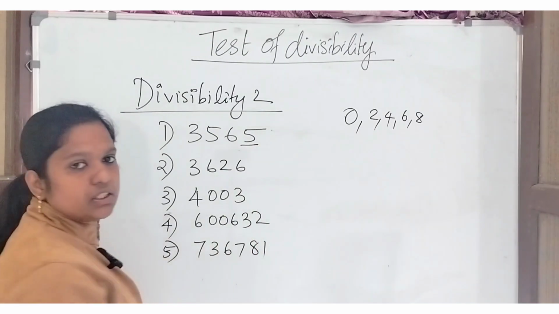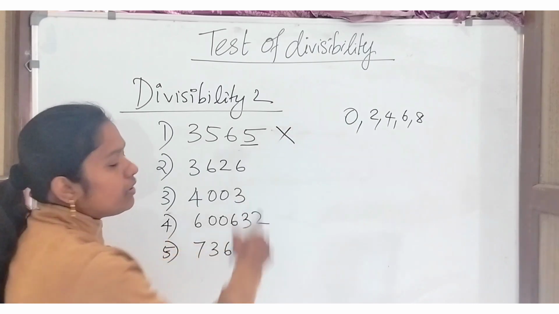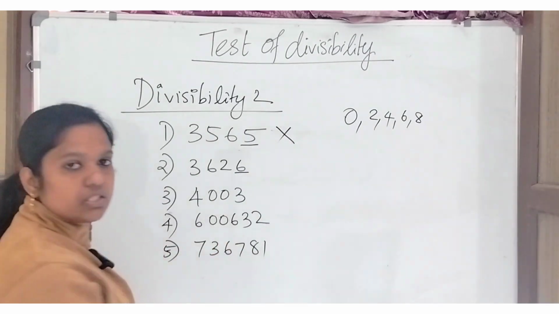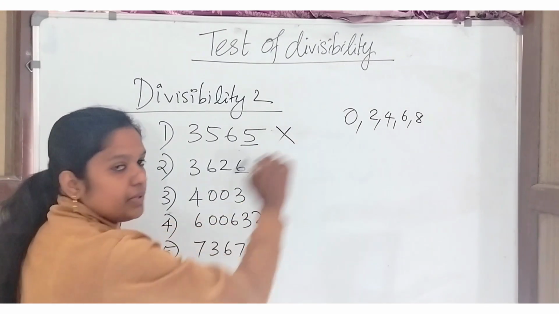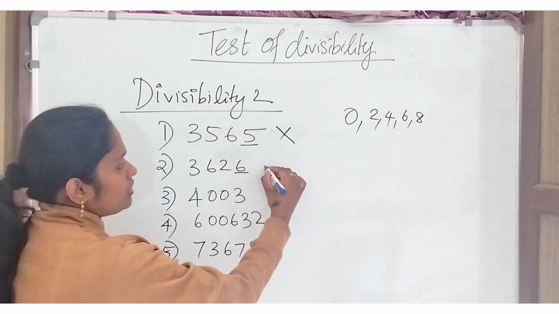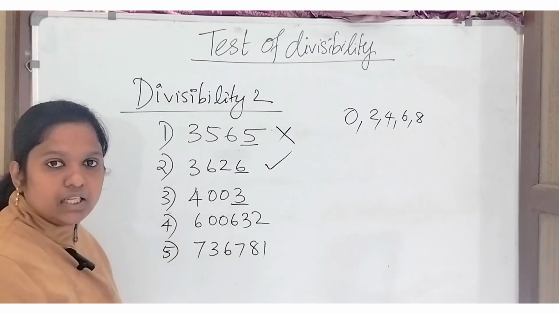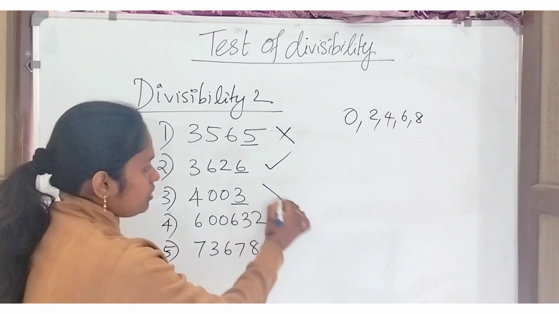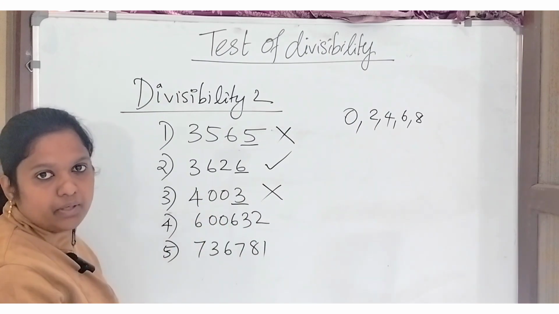The last digit is 5, so it's not an even number. If it is not an even number, it's not divisible by 2. Next question, the last digit is 6. The last digit is 6, so it will be an even number. If it is an even number, it's divisible by 2. Then the last digit is 3. 3 is not an even number, so the whole number is not an even number. It's not divisible by 2.